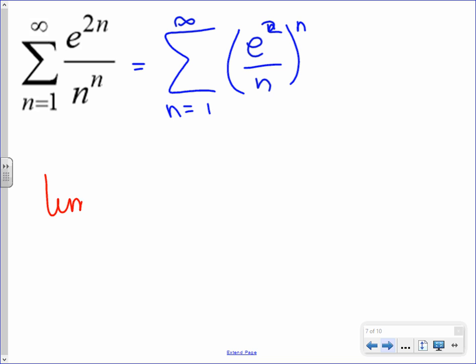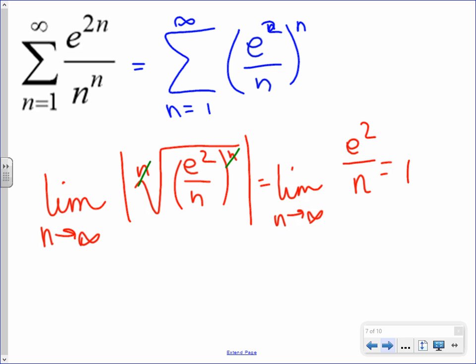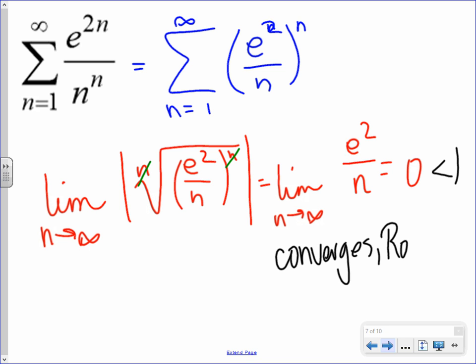So we take the limit as n approaches infinity of the absolute value of the nth root of e squared over n. And what's going to happen every time in the root test? The point of using it: the nth root and the n cancel out. So we have the limit as n approaches infinity of e squared over n, which is 0, less than 1, converges by the root test.